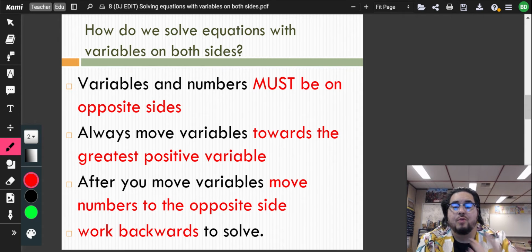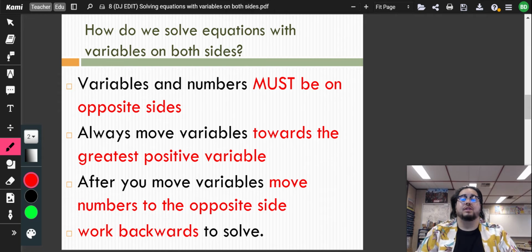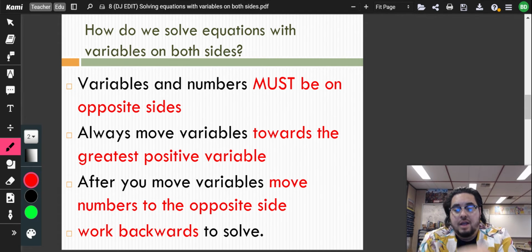Here are some rules that I explain to my students to make sure that they know where to start and where to go. Remember, your goal is to get variables and numbers on separate sides. So you want your variables to be on one side, your numbers to be on the opposite side. And the way you determine what side the variables go on is by looking for the greatest positive variable.